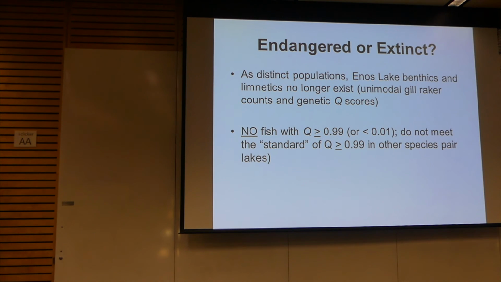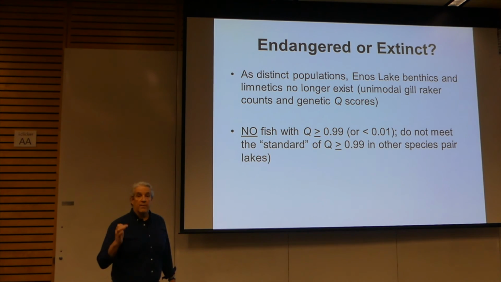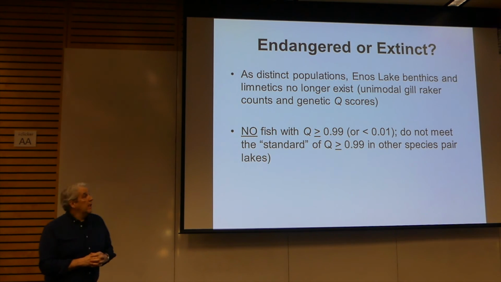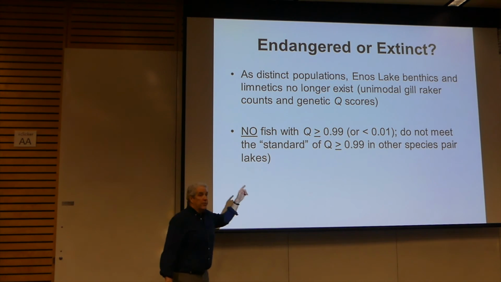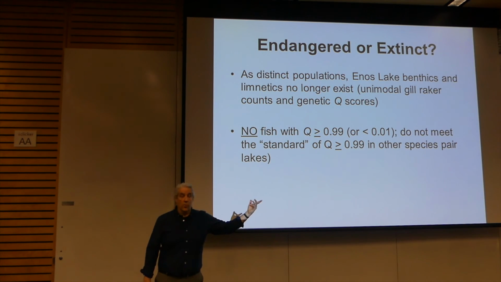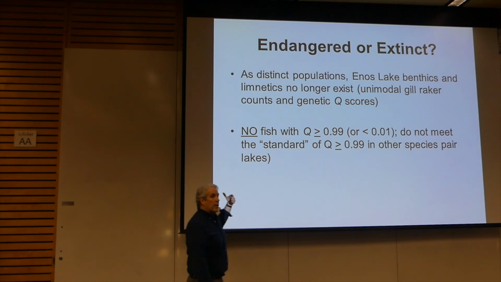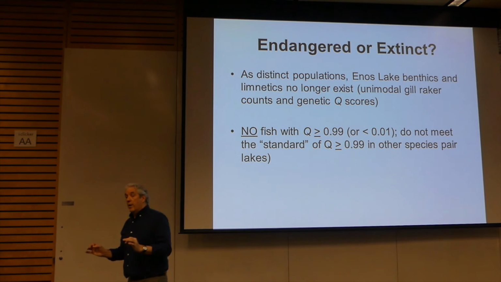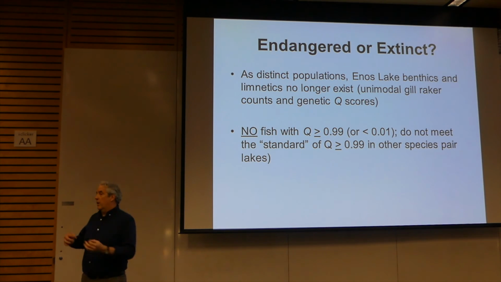So, to conclude this part, and basically the talk as well, as distinct populations, Enos Lake benthic limnetics no longer exist. I think we've shown that very extensively. They've collapsed into a hybrid swarm. The unimodal gill raker counts and genetic Q scores that I just showed in the last slide. More importantly, there's no fish with a Q value greater than 0.99 or less than 0.01. And so they do not meet the standard, shown in three independent lakes, of Q values greater than 0.99 or less than 0.01 that are strongly tied to the phenotype that we care about, that is whether they're benthic or limnetic.